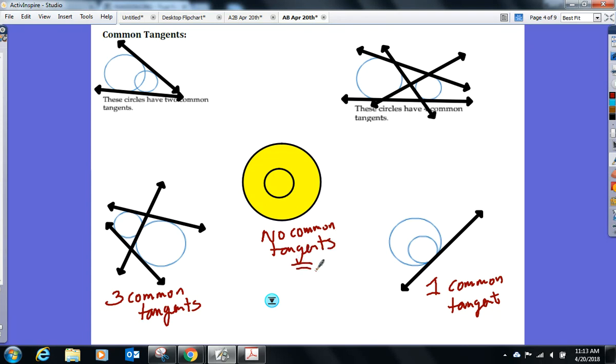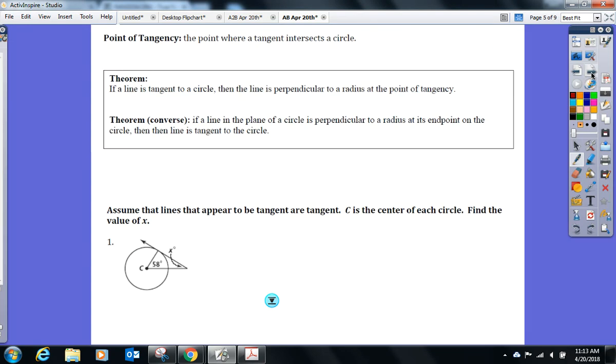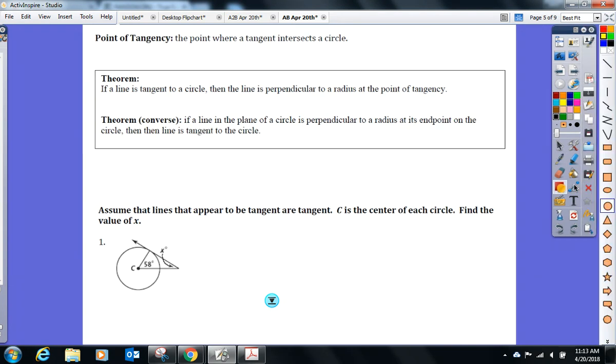So it looks like we're pretty good on the common tangents then. All right, facts now. Facts. Can you guys, you got some room? Yeah, you got some room somewhere there. Draw yourself a circle with a tangent, please. Draw yourself a circle with a tangent somewhere here.